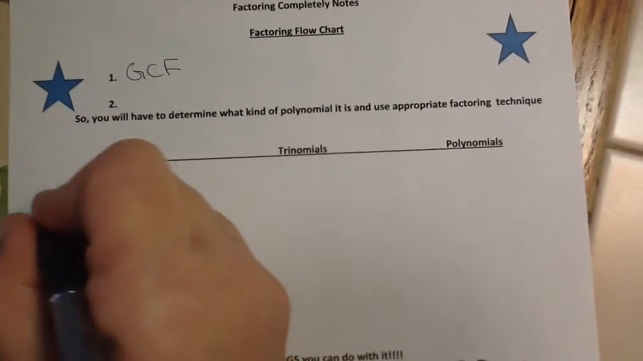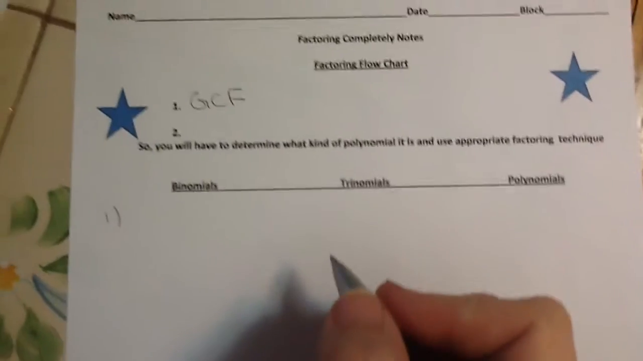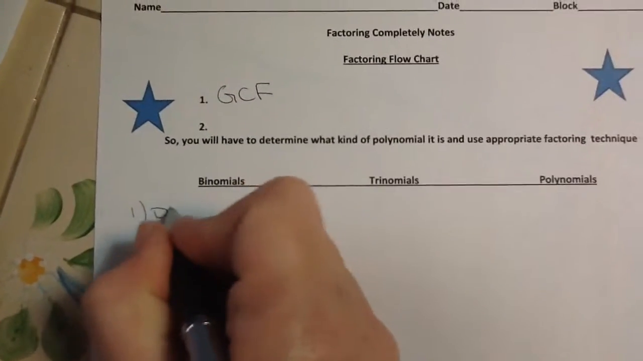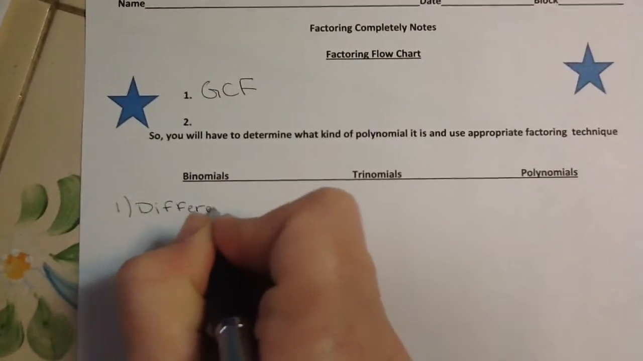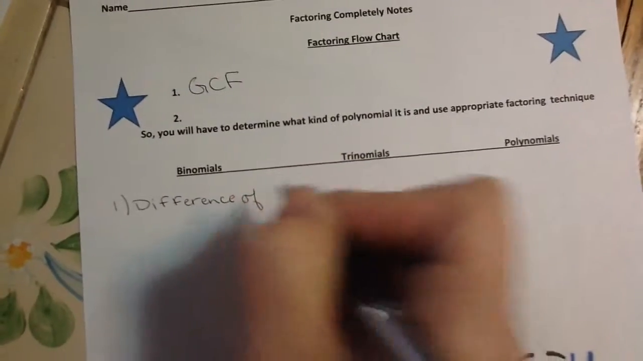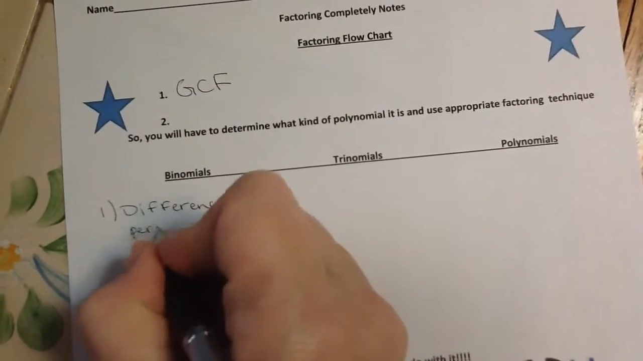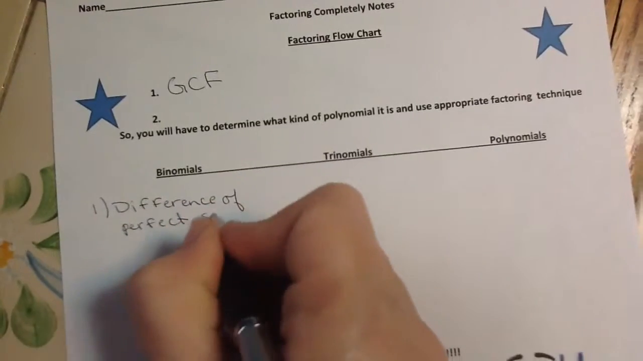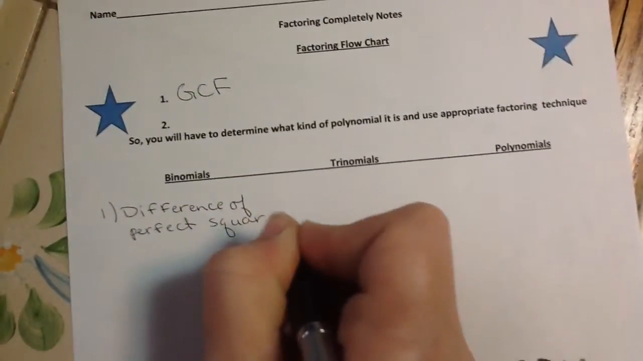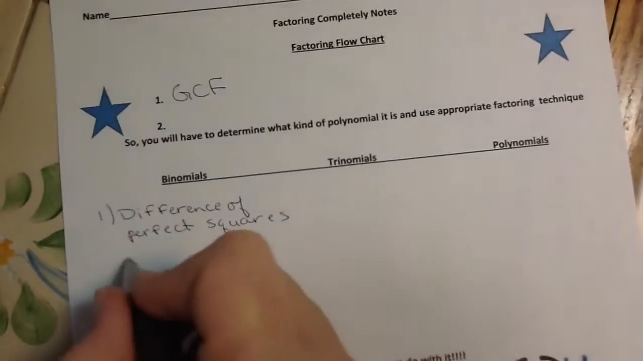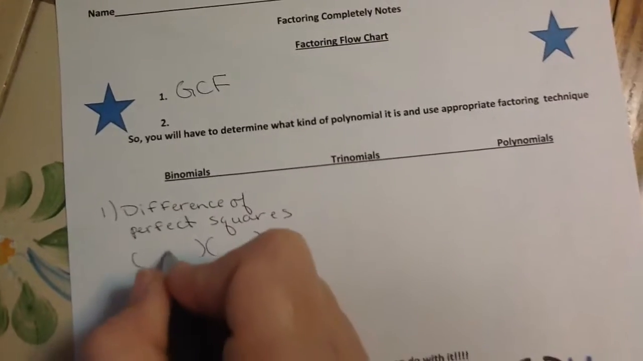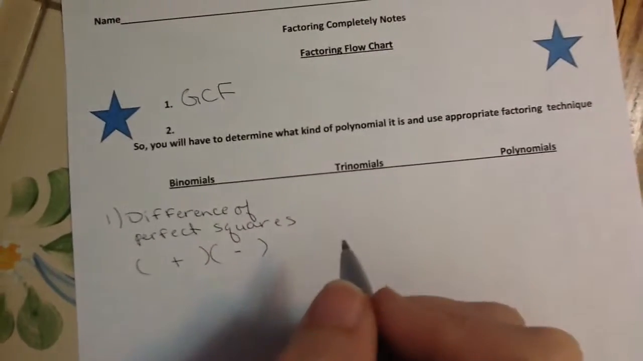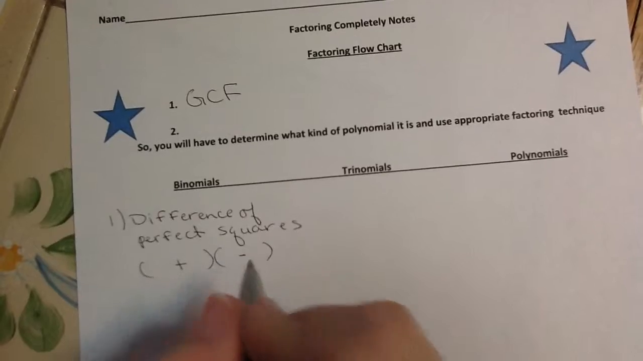You have two choices. One is the difference of perfect squares. Remember, when you have that type, you're doing two parentheses, one's positive, one's negative, and you're splitting the perfect squares.